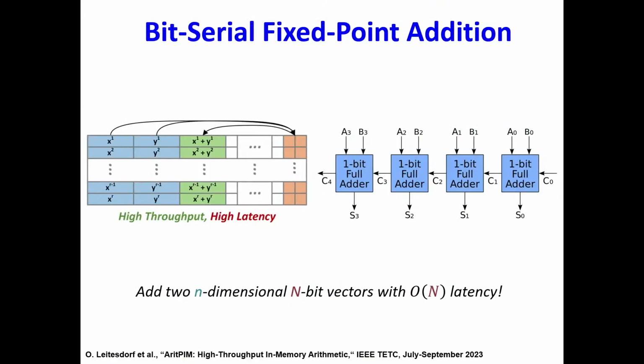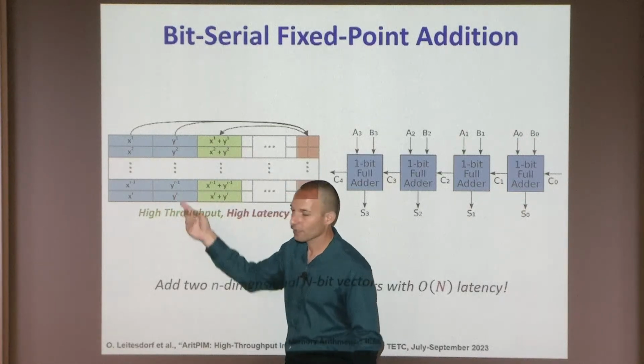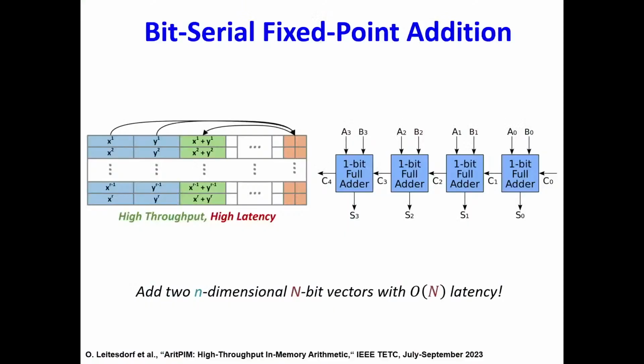So let's talk first about bit serial fixed point addition. We want to perform addition on fixed point numbers, one bit at a time. This is pretty straightforward. We have multiple elements, and we want every time to add xi with yi and get the result inside the memory, in the same row. Because we have row parallelism, we can do that on all rows simultaneously.